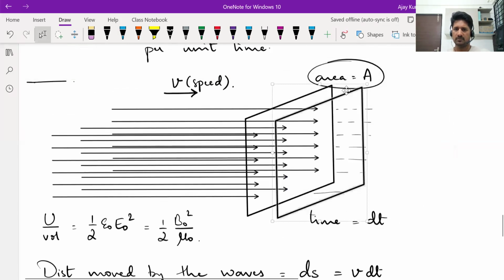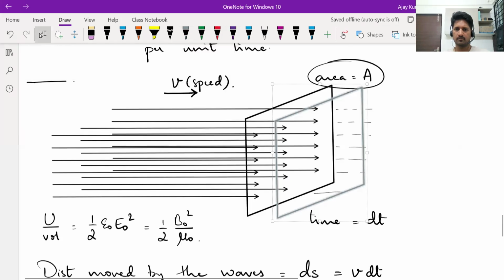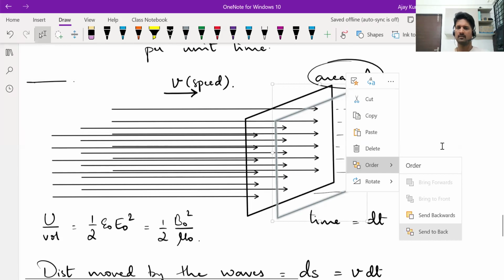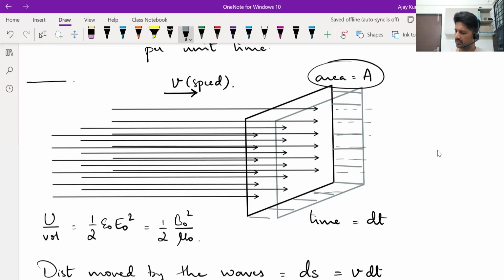Okay, it's somewhat like this. All the energy trapped in this space, between these two imaginary surfaces, passes through the first surface in a time dt. So you can call that volume d capital V.